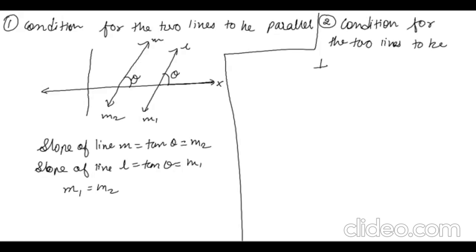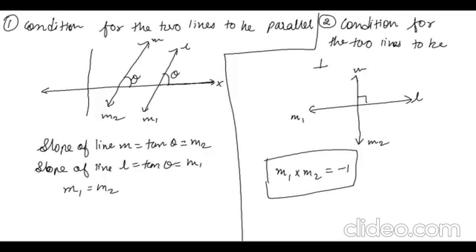perpendicular. So if two lines are perpendicular to each other, it means they are intersecting each other at a right angle. Let's say the given lines are L and M, and the slopes corresponding to them are m1 and m2, right? So the condition for the two lines to be perpendicular is that the product of their slopes should be equal to minus 1. m1 multiplied by m2 should be equal to minus 1.